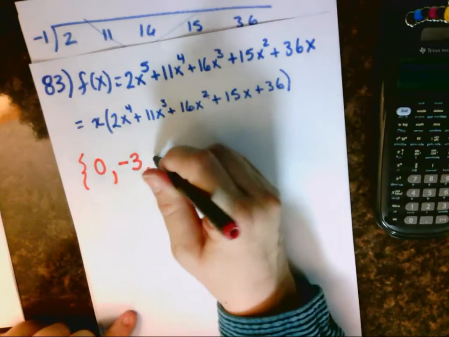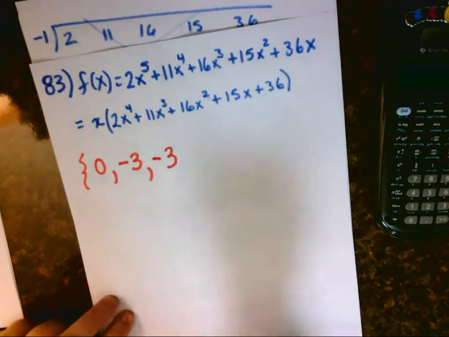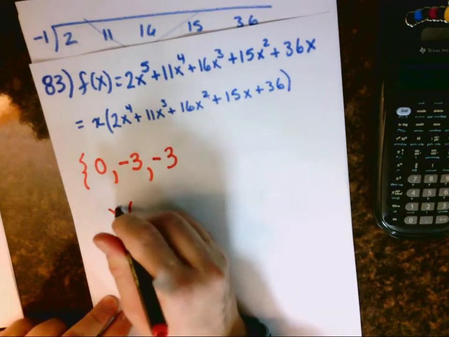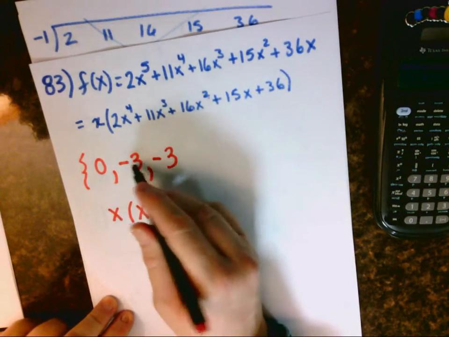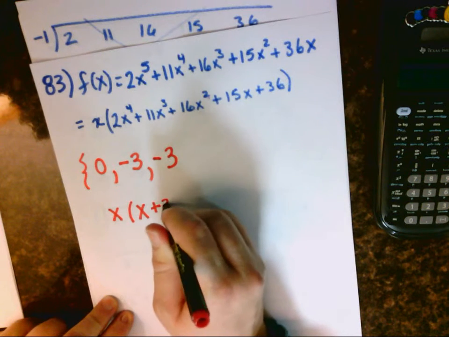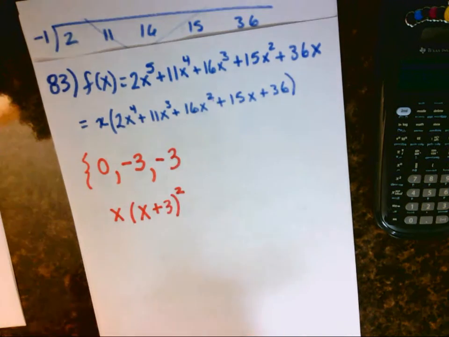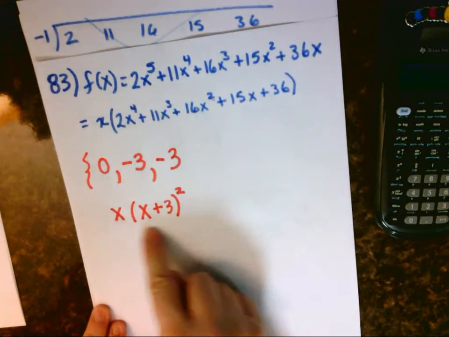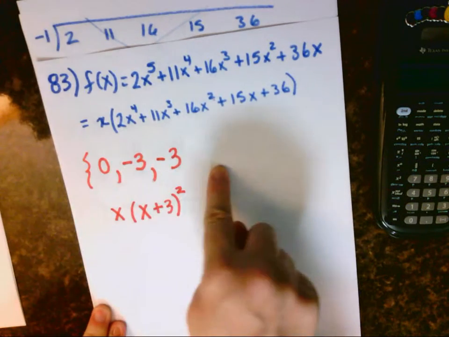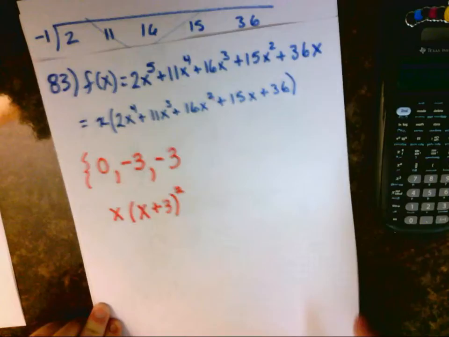So this is one of those that occurs twice, right? So if we were writing the factors, there would be an x, and there would be an x plus 3, to the second degree at this point. Okay, so if we're factoring it, this is what we have so far, but they're asking us for the zeros, so I'm just kind of getting carried away there.